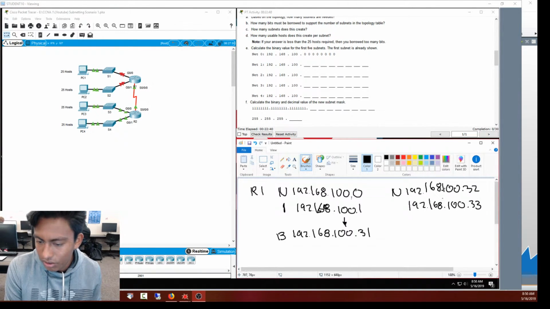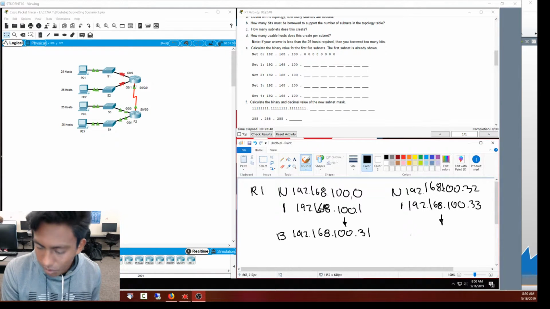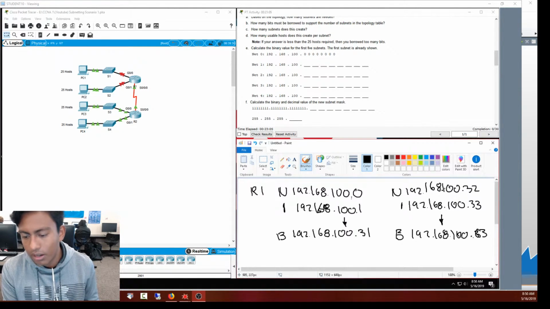That would go to 192.168.100.33 as the first usable, and that would go all the way up until the next broadcast, which is right before the next network starts again, and that would be 192.168.100.63, because the next one would end up starting at 64.